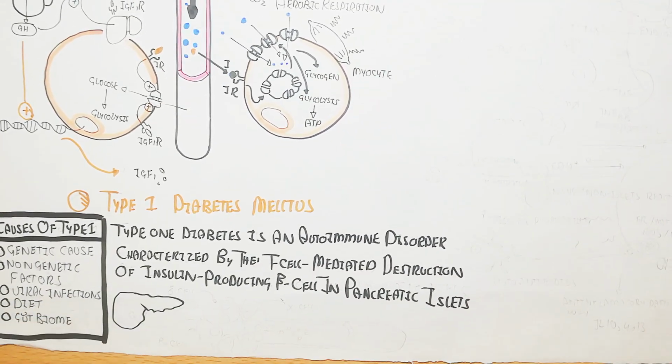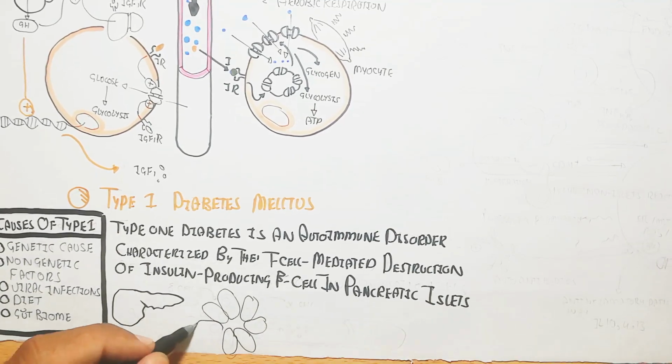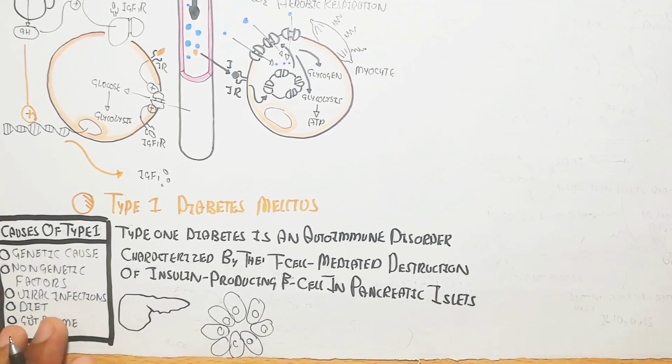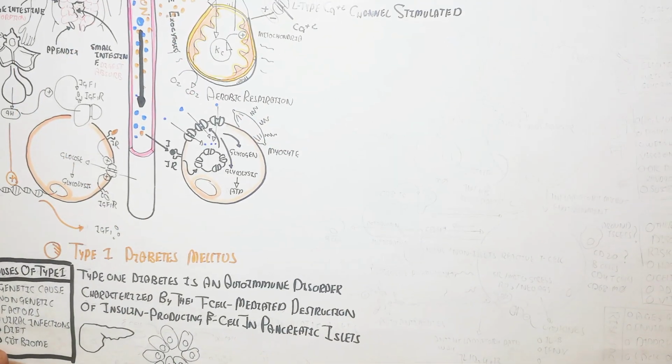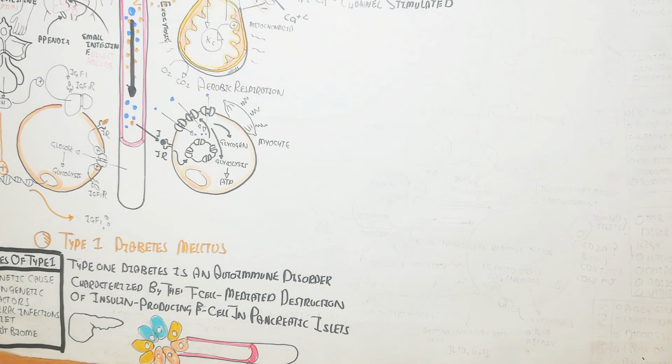Let's draw the pancreatic islet of Langerhans, which contains three types of cell. Further research will show a fourth, but in this video we will understand three: alpha, beta and delta. The delta cell is responsible for somatostatin production, while the alpha cell produces glucagon.